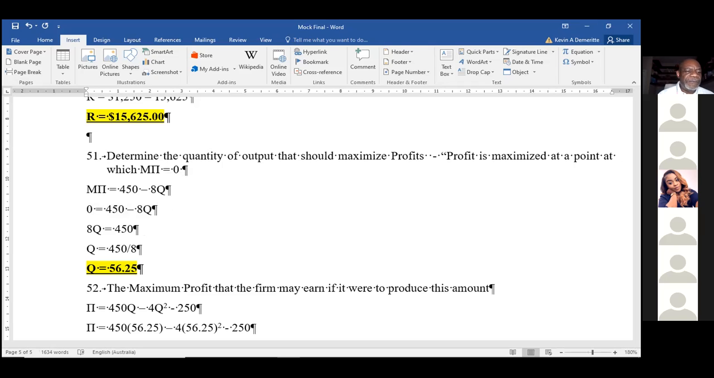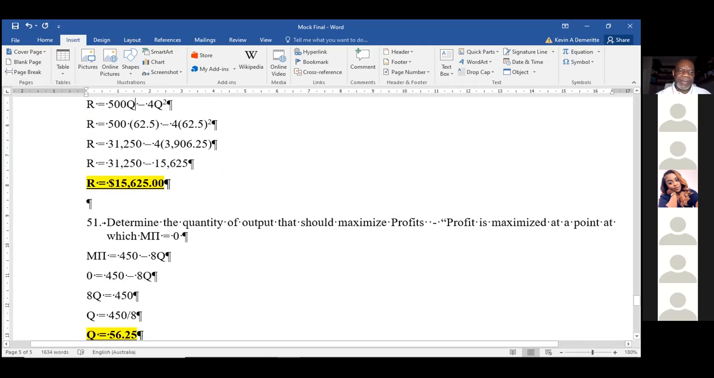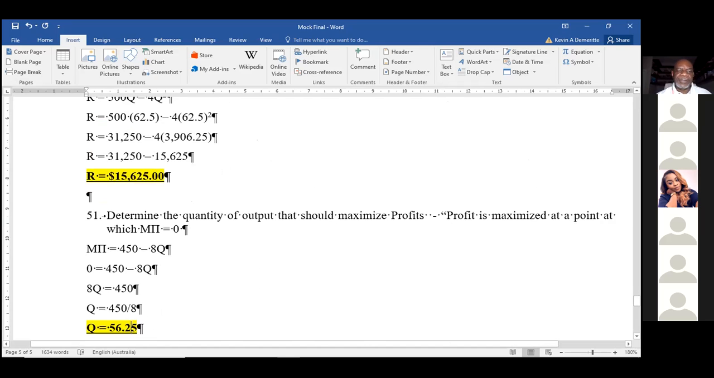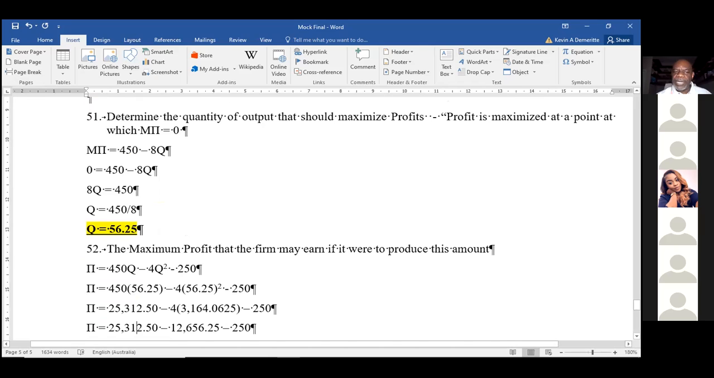If 8Q is 450, then Q, the quantity of output at which my profit will be maximized, would be 450 divided by 8, or 56 1/4. Do not round that, please. So Q equals 56 1/4 units. So if we produce 56 1/4 units, our profits will be maximized. However, if we produce 62.5 units, our revenue will be maximized. But if we want to maximize profits, we need to reduce our output to 56 1/4 units.